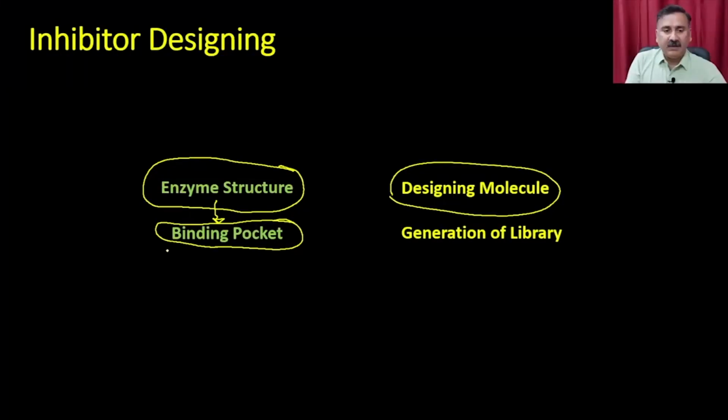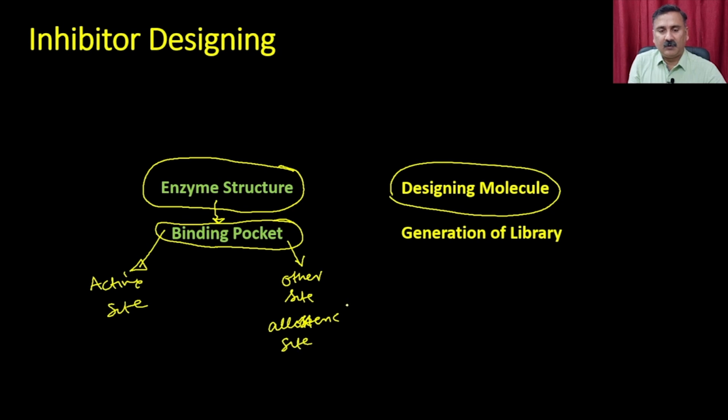So when we discuss the different types of inhibitors, you will understand that the binding pocket could be the pocket where the substrate is binding. That pocket is called the active site, or the binding pocket could be the other site, which is called the allosteric site. So it could be either the active site or the allosteric site, and you will understand what is meant by the allosteric site and active site.